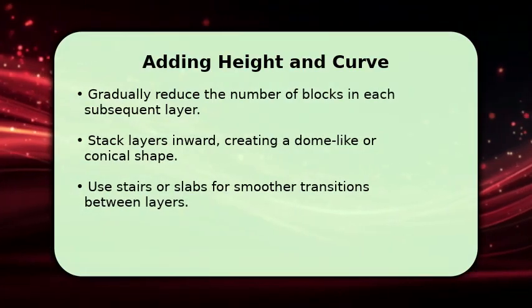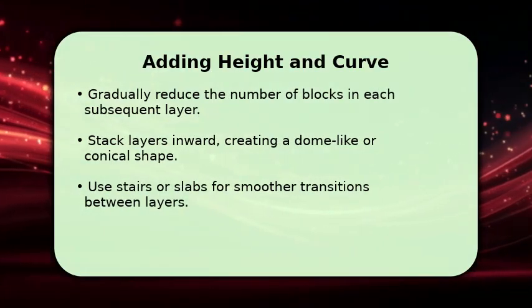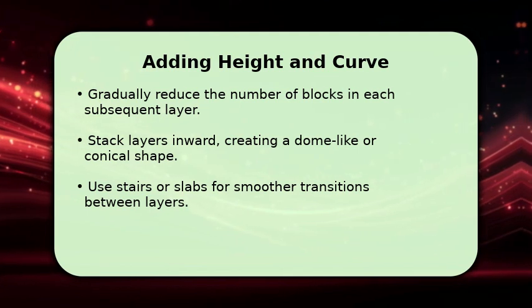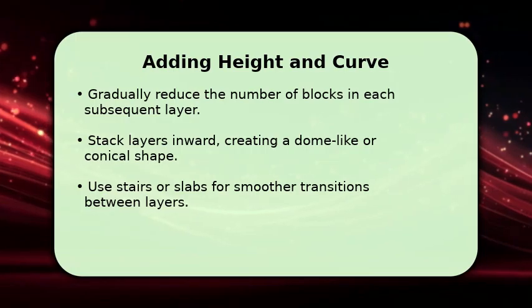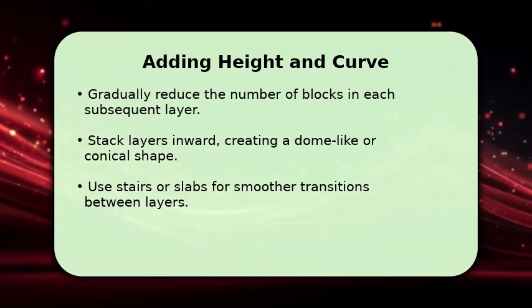Next, we'll add height and create the curve of your roof. For each new layer, you'll gradually reduce the number of blocks, stacking them inward. This technique creates a dome-like or conical effect, giving the illusion of a smooth curve.